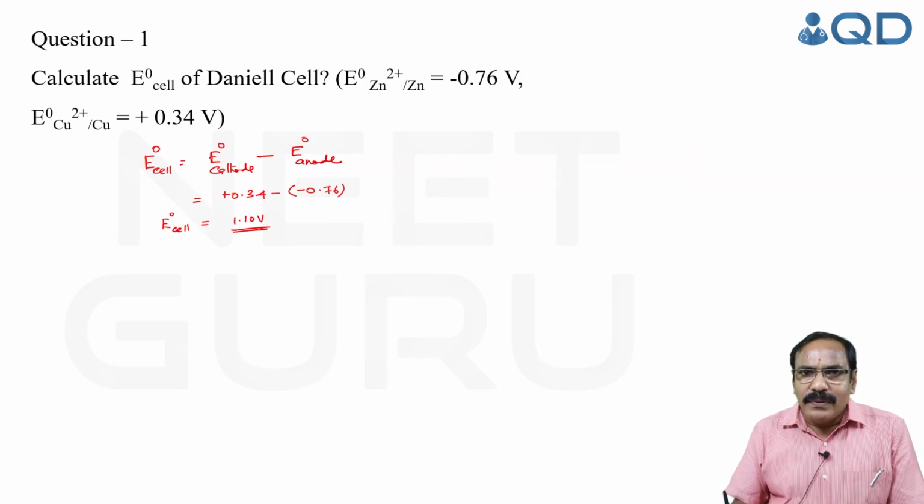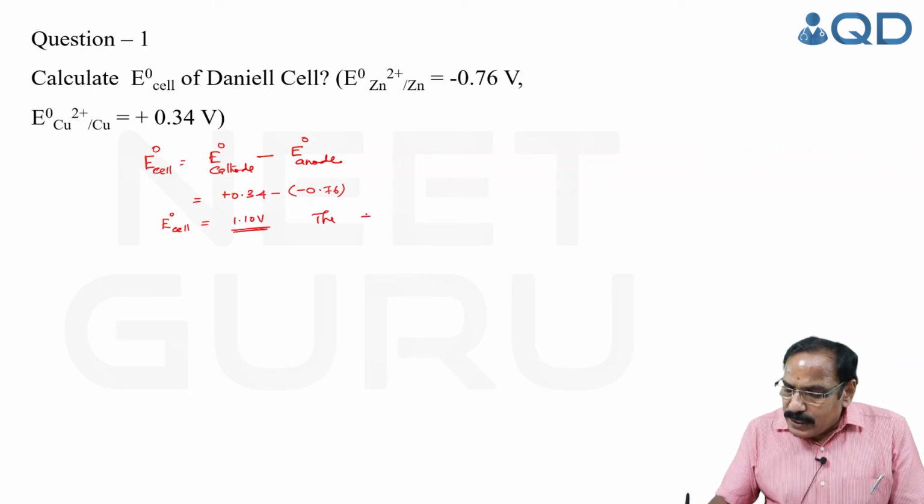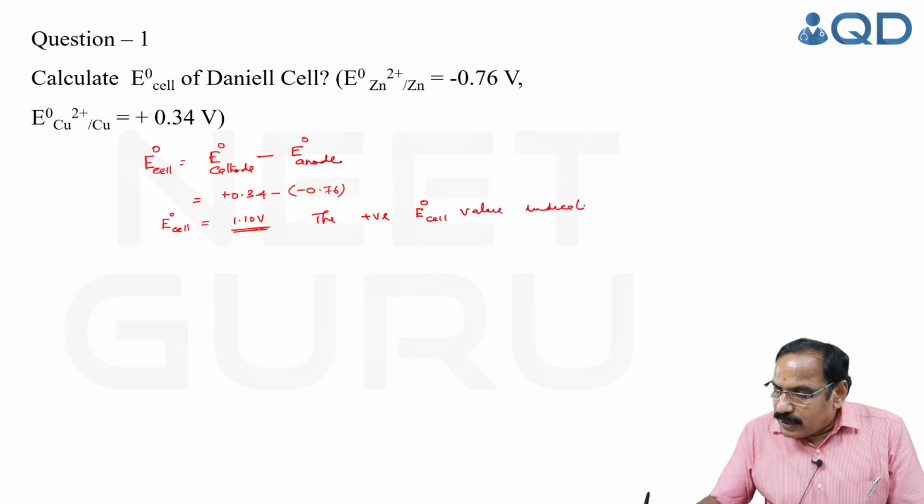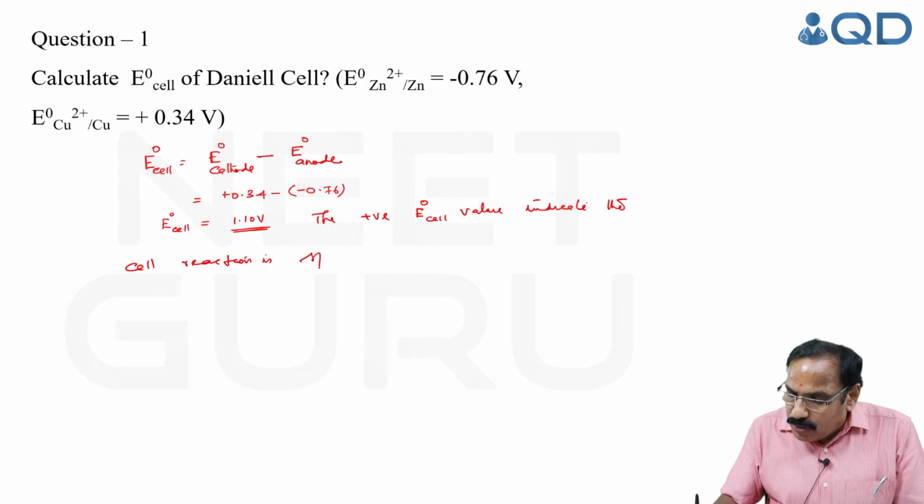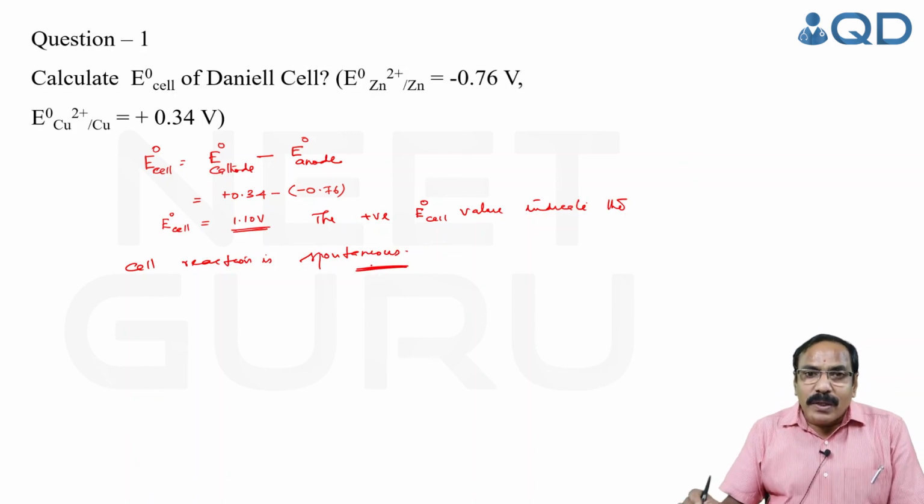It is positive. A positive E0 cell value indicates that the cell reaction is spontaneous, or the galvanic cell will work spontaneously. I hope you understood.